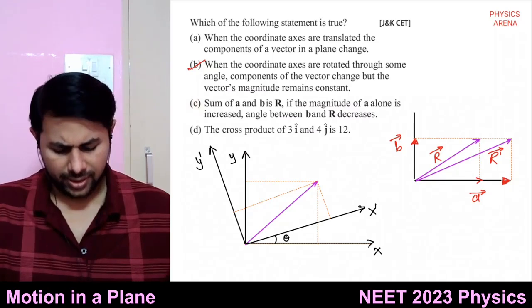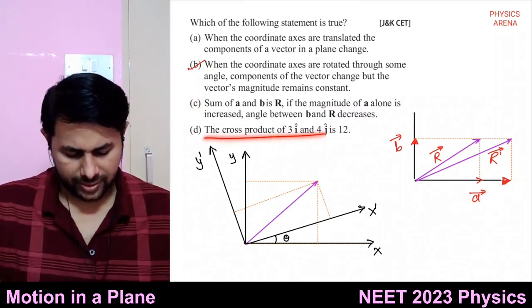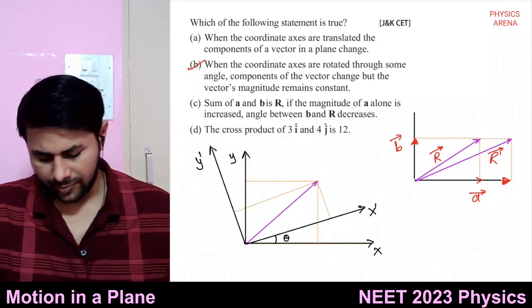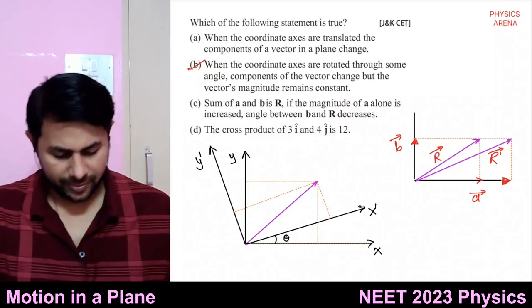All right, we haven't discussed cross product till now. The cross product of 3i and 4j is 12. Is it 12? Do you know about cross product?